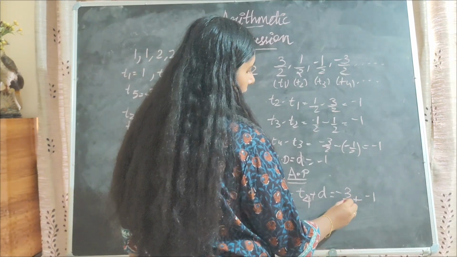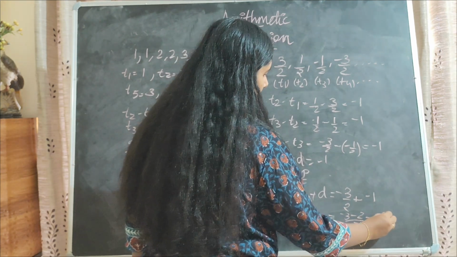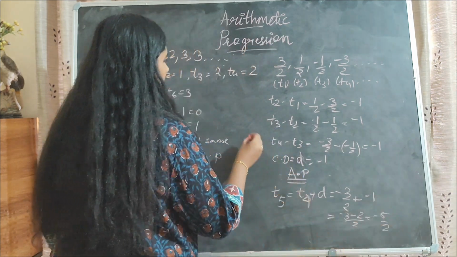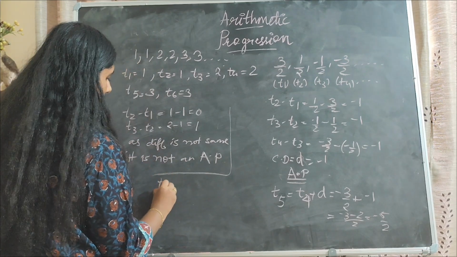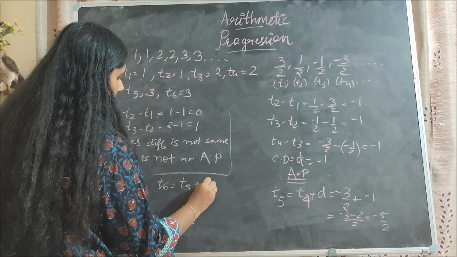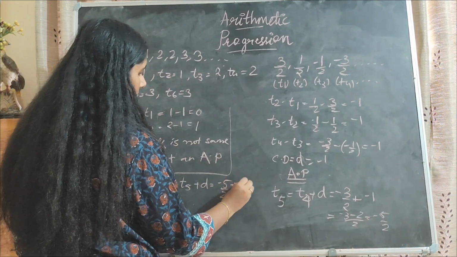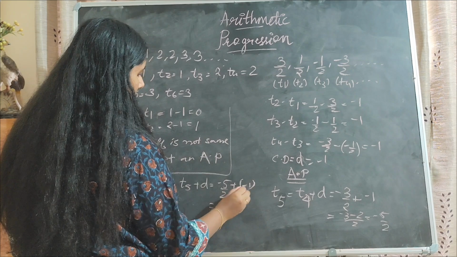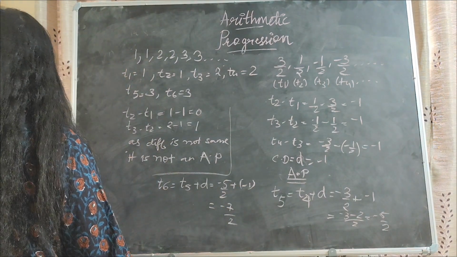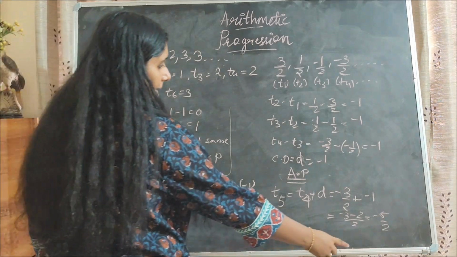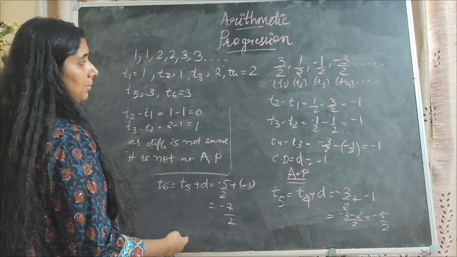So you need to cross multiply. Minus 3 minus 2 by 2, which is minus 5 by 2. And T6 is T5 plus D, which is T5 is minus 5 by 2 plus minus 1. So this is minus 7 by 2. Yeah, so minus 5 by 2 and minus 7 by 2 are the two terms. Okay, please note these two sums.